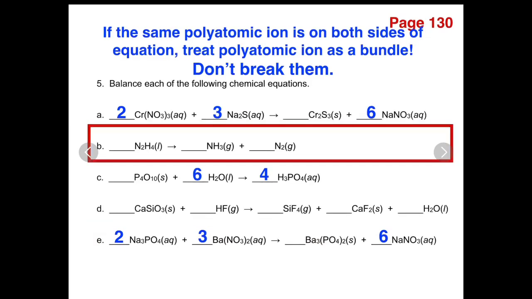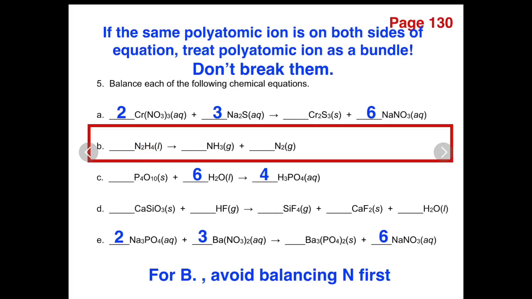Now let's take a look at 5B. If you look at 5B, there are only 2 elements, hydrogen and nitrogen. The one that we need to avoid would be nitrogen. Do not start with nitrogen first. The reason is that nitrogen appears in more than one molecule on the same side of the equation. On the product side, you see nitrogen appears in both. So we're going to avoid that and look at hydrogen first.